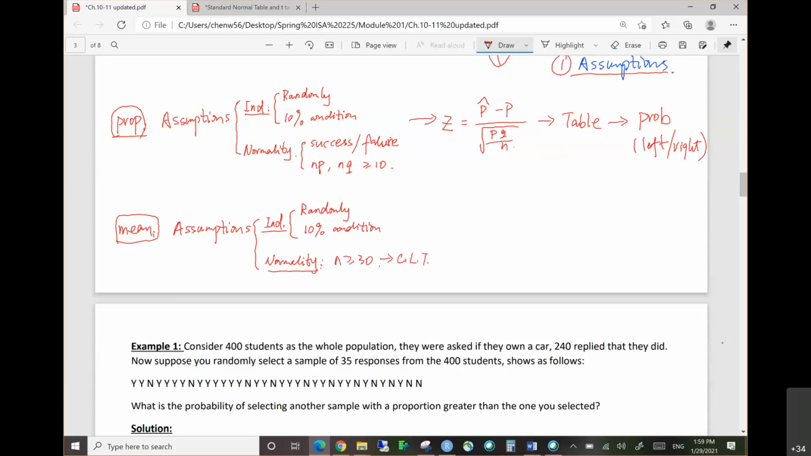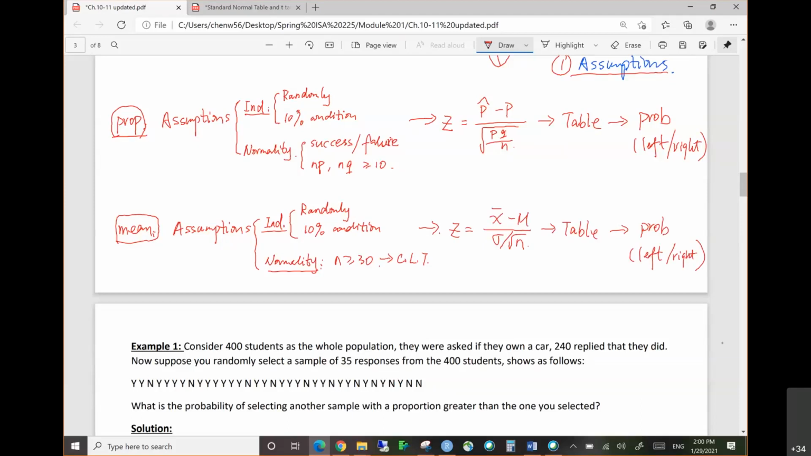Now, once these two assumptions are both satisfied, we can calculate the z-score, x bar minus mu over sigma over square root of n. And then with the z-score, we go to the table and find the probability to the left. If we are looking for the probability to the right, we need to subtract from 1.